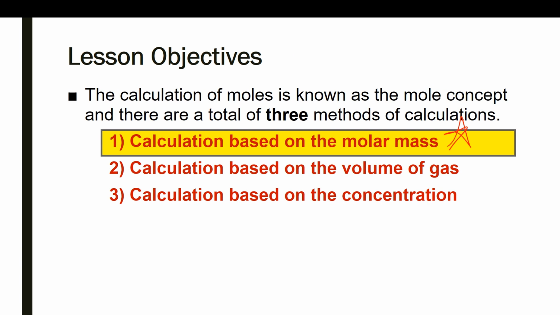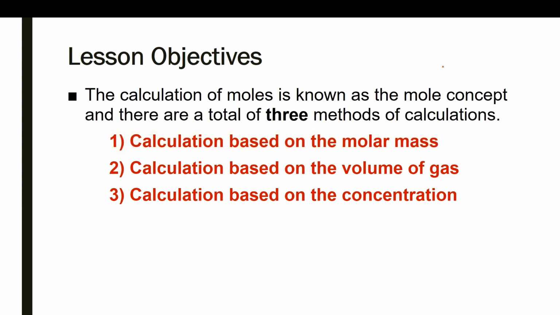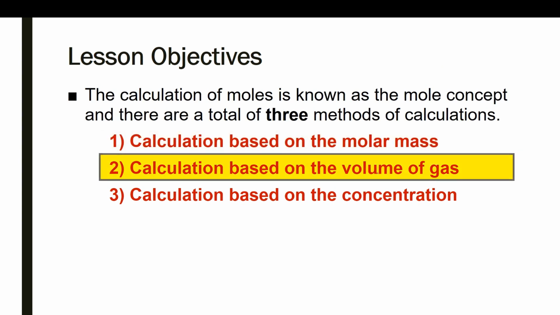As some of you can remember, the number of moles can be calculated if we take the mass of the substance in grams divided by either the Ar or the Mr of that substance, and that should give us the number of moles. For this video, what we're going to focus on is the second kind of equation, and that is to calculate based on the volume of a gas. So how do we go about doing this? Let's take a look at the notes.